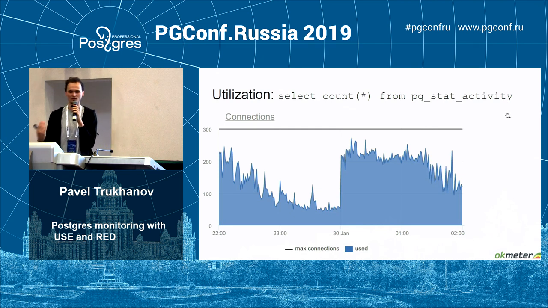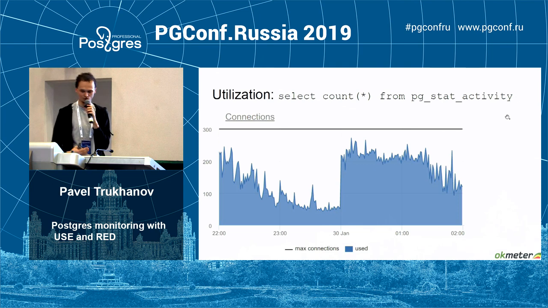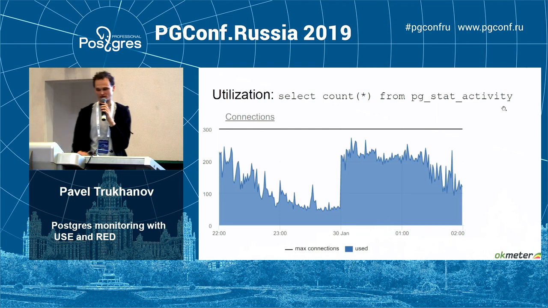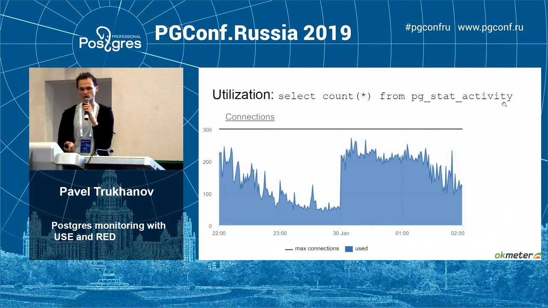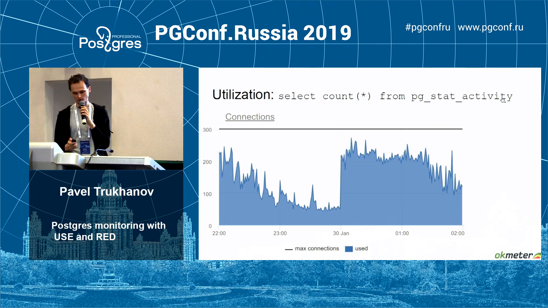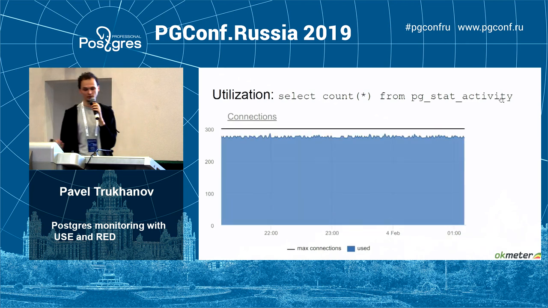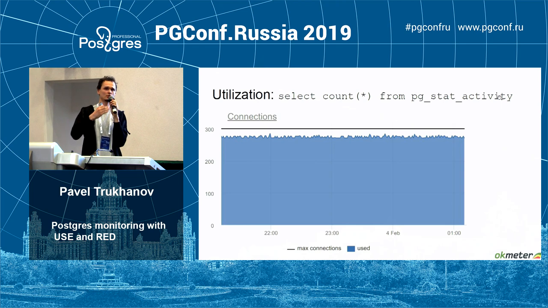You can look in pg_stat_activity. There is a picture in some slice of time, where we can see the chain. During the night time, we have a large peak and high utilization. Out of 300 connections, we have very few free. But it doesn't say that the system is fully busy.